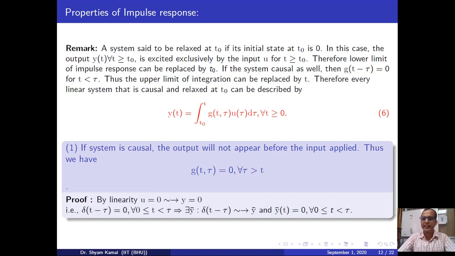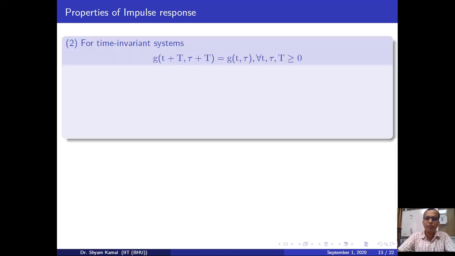and this is obvious from the linearity, because if u equal to 0, then I can tell that y equal to 0, and if I shift by tau, then again suppose I have some value y bar and y(t) equal to 0 for all t greater than or equal to t0. So in this way I am telling that whenever a system is causal, then g(t, tau) equal to 0, and this is the very simple proof for that.